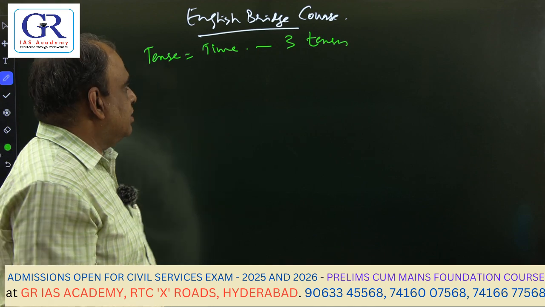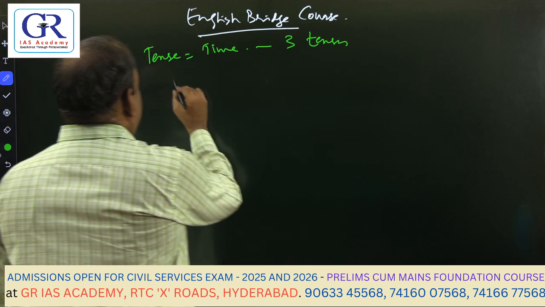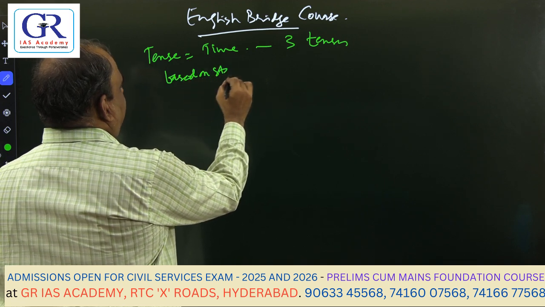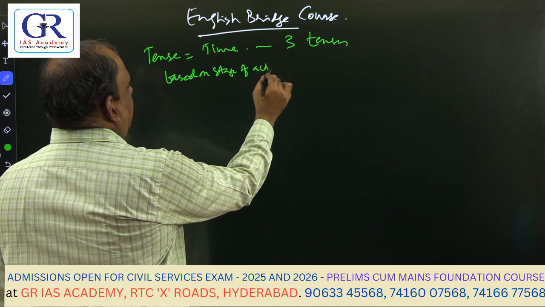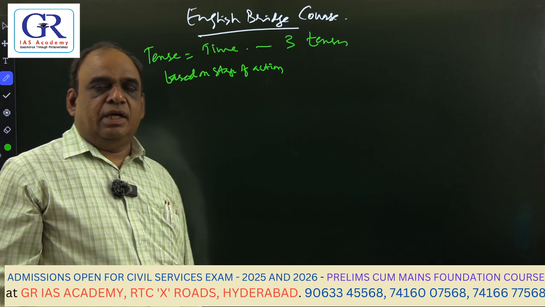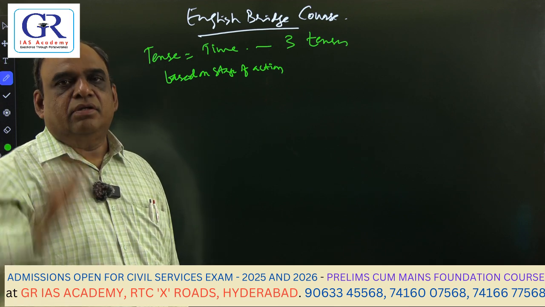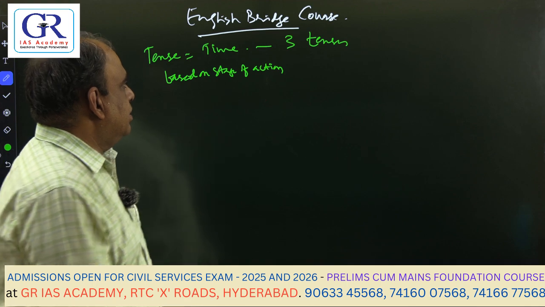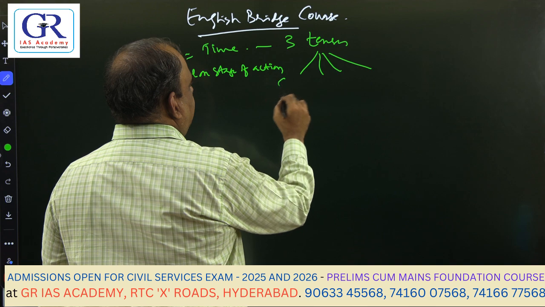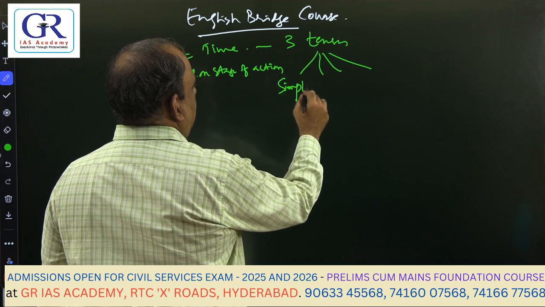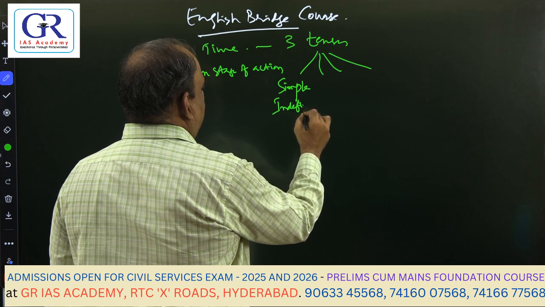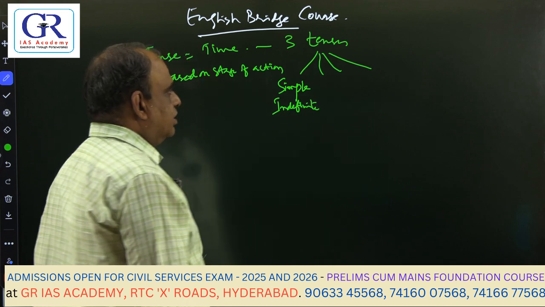Now these three tenses, based on the stage of action. At what stage is it? Did it start? Is it continuing? Has it finished? Or did it finish a few days back? Based on that, again these three tenses are divided into four. That is simple or indefinite, where no definite stage is mentioned.